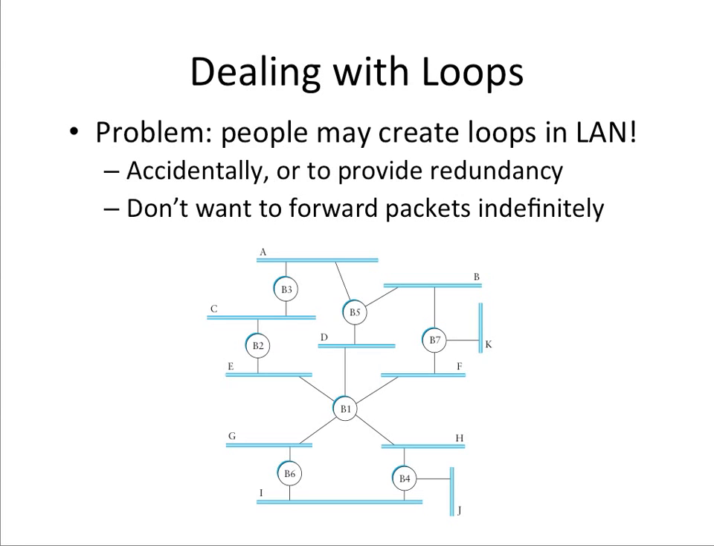Why might we have a loop in the network? Sometimes it could be a configuration error. Sometimes we might desire redundancy. These are the switches, and these lines, the horizontal lines, are the segments in this diagram. And there are some vertical segments as well. Can you see a loop formed by B1, B4, and B6? There's a loop there, right? Can you come up with a scenario when you might have packets being forwarded endlessly in that loop? Can you think of a scenario?